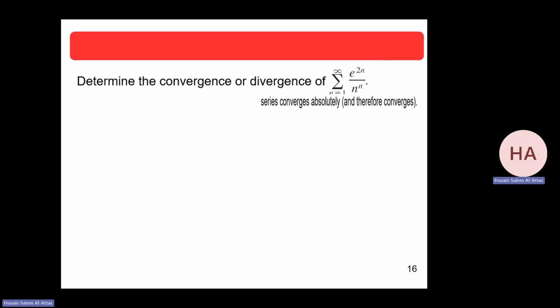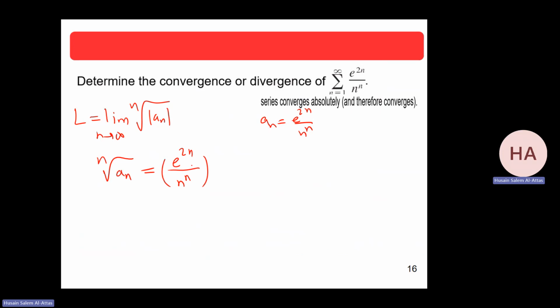Let me do this one. What will be my L? It will be the limit as n goes to infinity of the nth root of a_n. What is a_n? Everything is positive, so no need to worry about the absolute value. Now we need to check the nth root of a_n. That will be e to n over n to the power n, all to the power 1 over n.